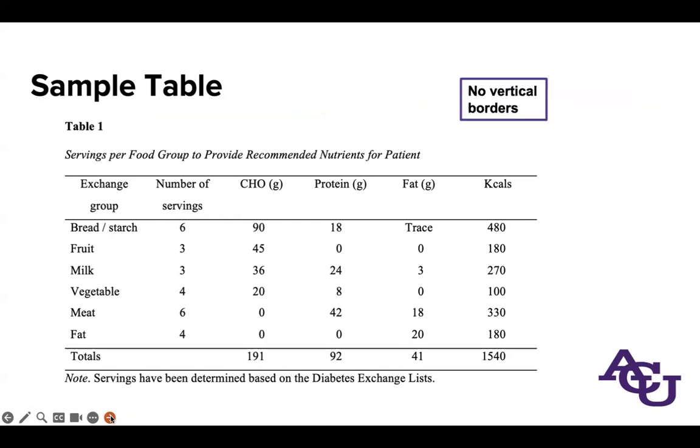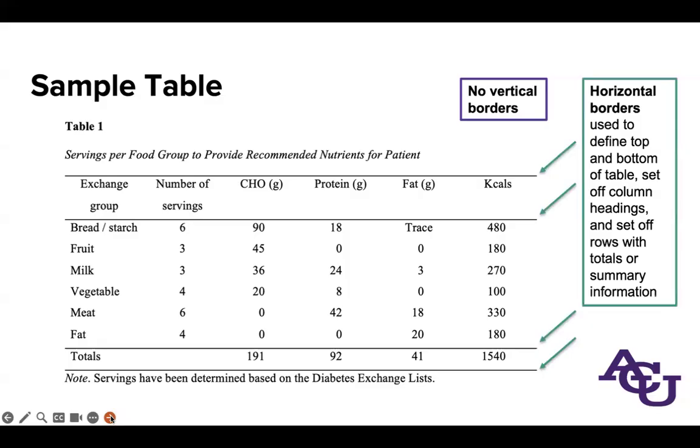The next feature you will notice, as we mentioned earlier, there are no vertical borders. There are no up and down lines in this table. APA only uses horizontal lines in their tables. And you can see that there are very limited horizontal borders. We have one at the top and at the bottom. We have a border underneath the column headings, underneath, for instance, exchange group over to kilocalories. And we have a border above the totals row, but in the rows in the middle, there are no horizontal borders because APA considers that to be too visually busy. So we don't have them.